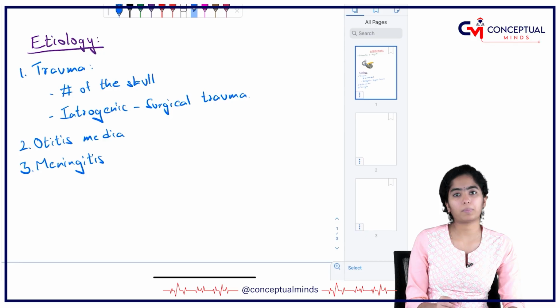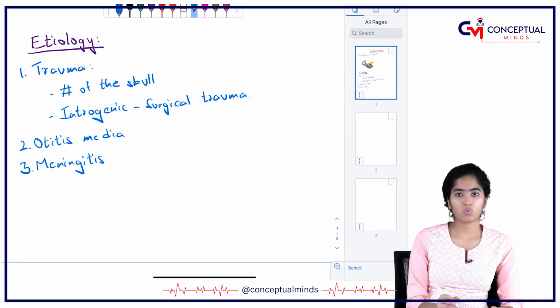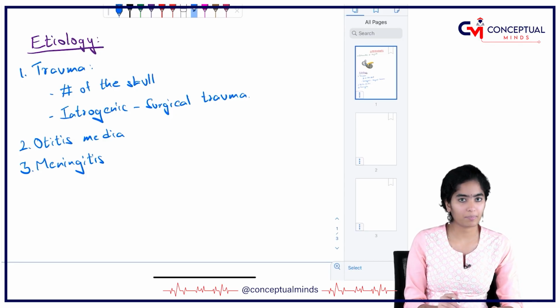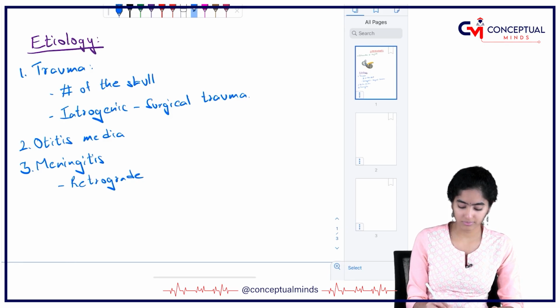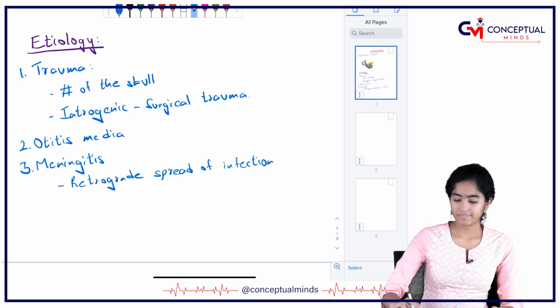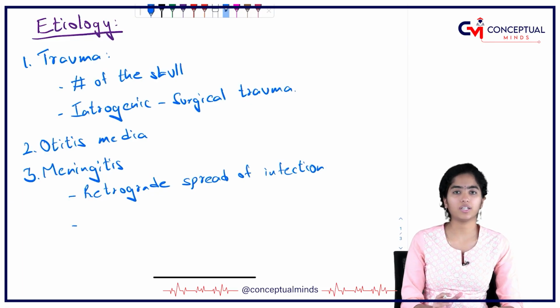Now, infection of the meninges can also cause labyrinthitis by two methods. One is retrograde spread of infection from the meninges into the membranous labyrinth. Retrograde spread of infection. And then extension of infection along the fluids, along the inner ear fluids.